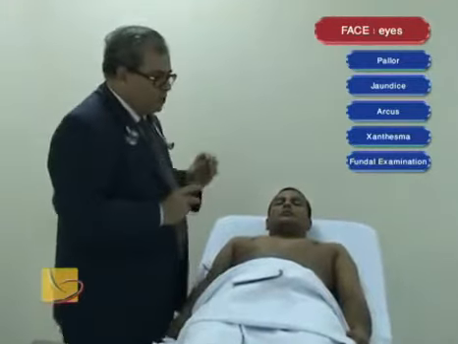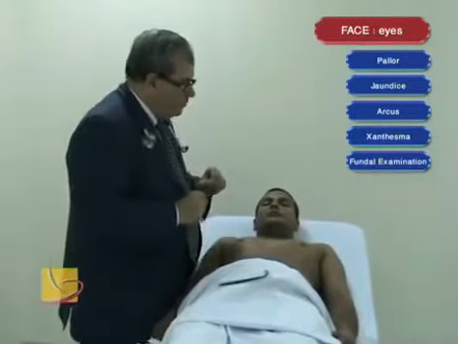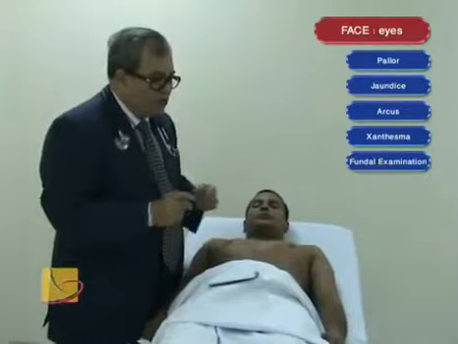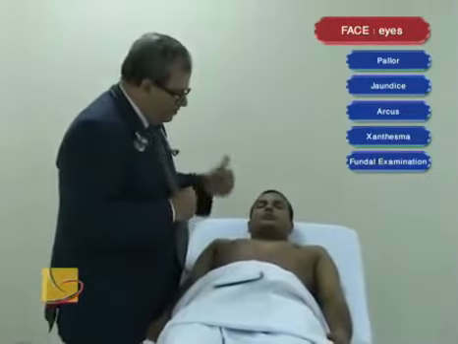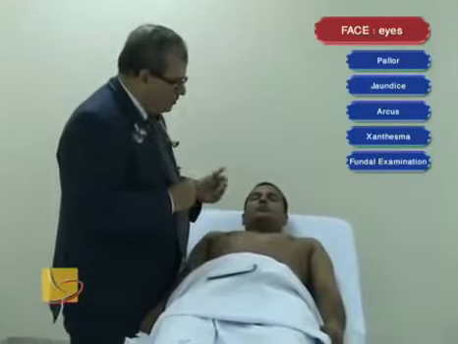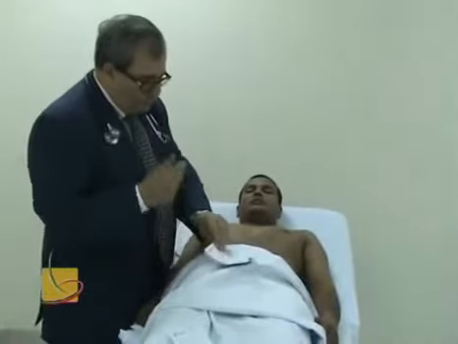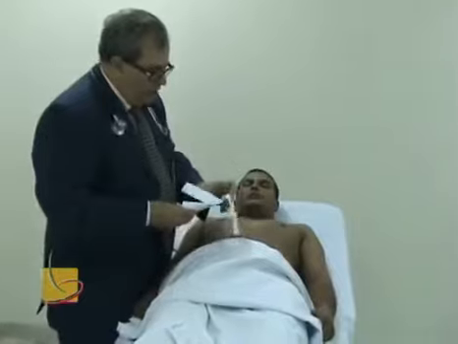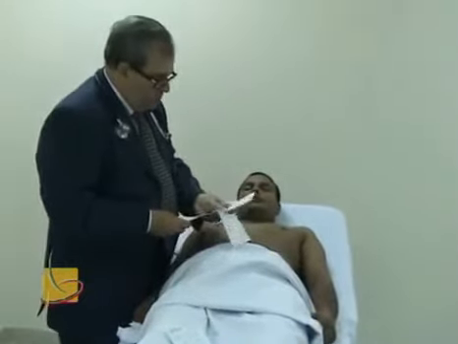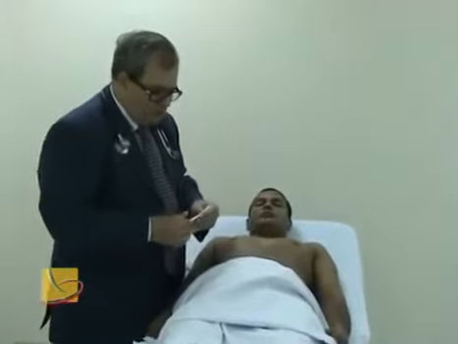Another case in which you have to examine the fundi of the patient is chronic diabetes mellitus, to see if there is any form of diabetic retinopathy and if there is vitreous hemorrhage or not. All of this should be done for diabetic and hypertensive patients when we examine the eye of the patient.